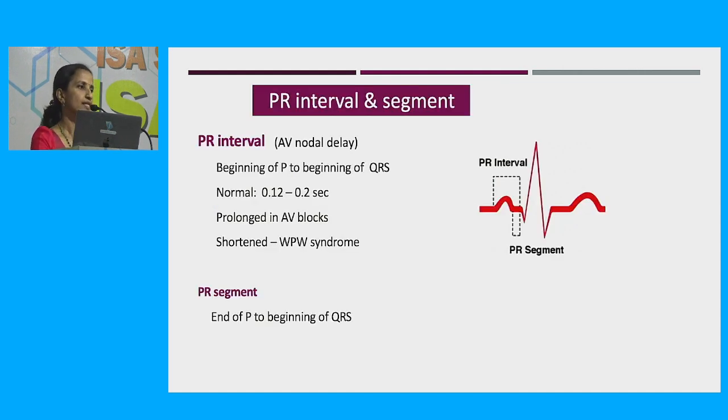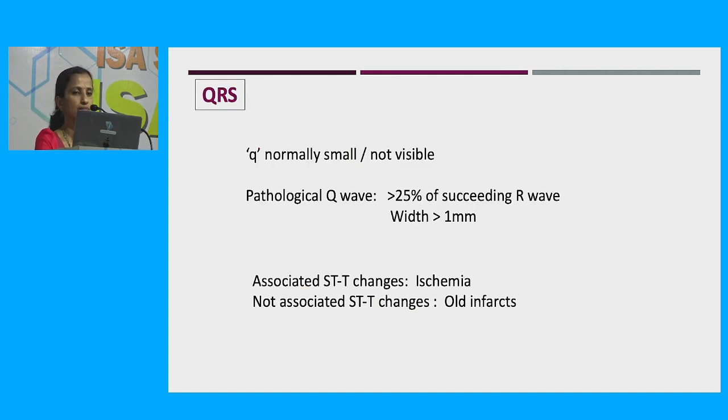And the PR interval is another important one. It denotes the AV nodal delay, from the beginning of P to the beginning of QRS. Normal duration you have to know. And various conditions cause prolongation and shortening. It is shortened mainly in the WPW syndrome. PR segment is a little different. Some examiners might ask, it is from the end of P to the beginning of QRS.